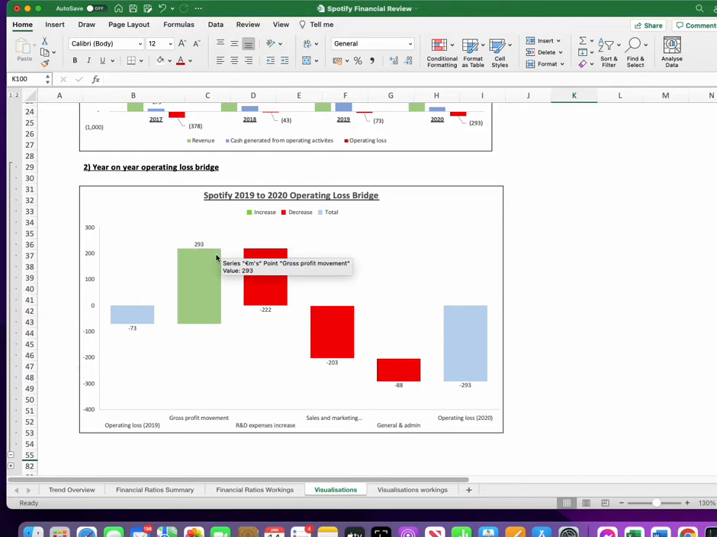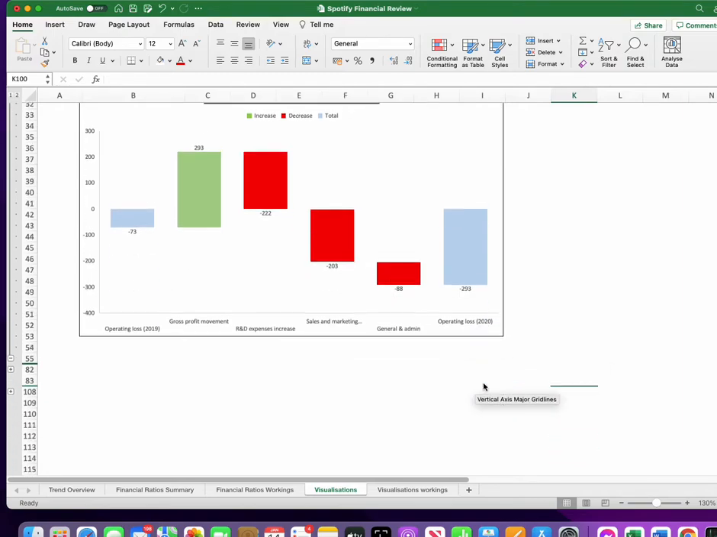But then that increase was added to these increases in expenses year on year. So R&D, research and development expenses, increased 222 million. Sales and marketing increased 203 million, and then other general admin costs increased 88 million to reconcile us to what was impacting that movement from 73 million to 283 million.